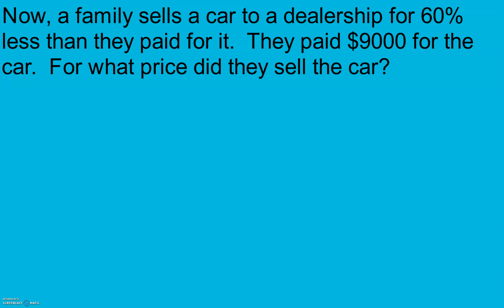A family sells a car to a dealership for 60% less than they paid for it. They paid $9,000 for the car. For what price did they sell the car? And again, we can do this one of 2 ways. We can think about it in terms of dollar amounts. So we know that their percent is 60% of the amount they paid, their total, and that's going to give us the part that they're not making because it's 60% less than they paid for it. So this will give us how much that 60% is.